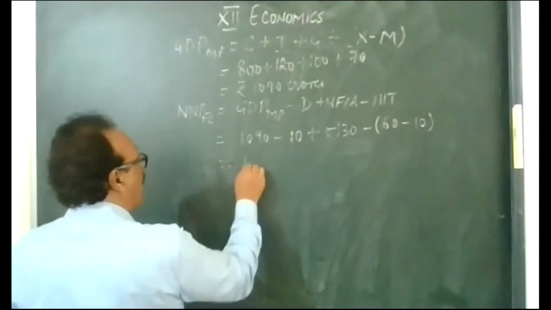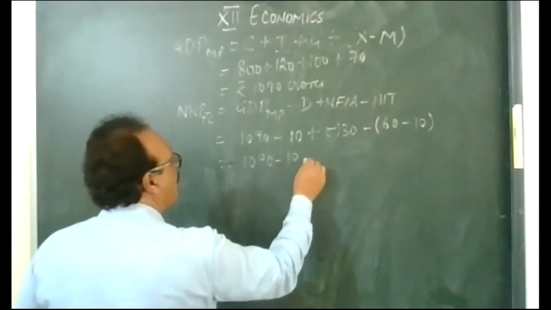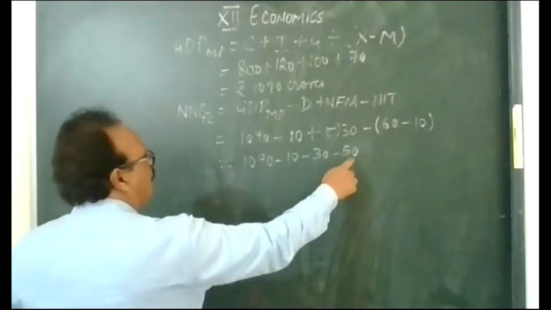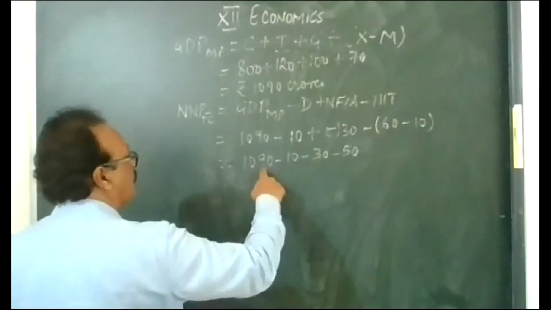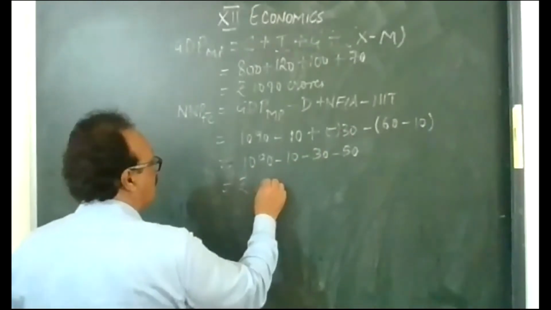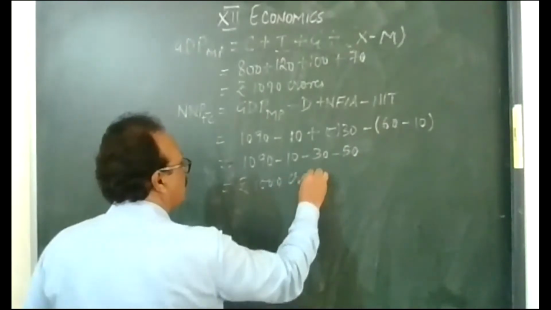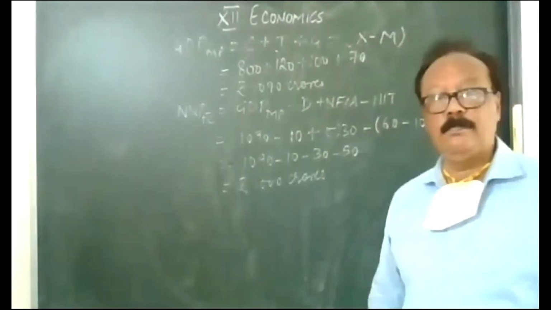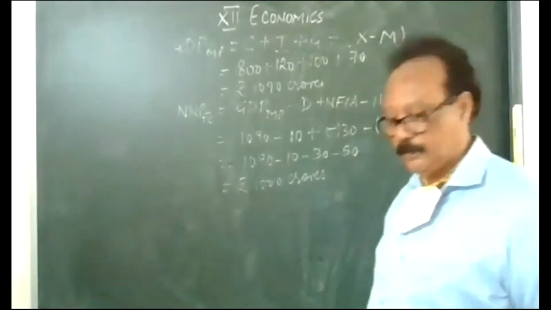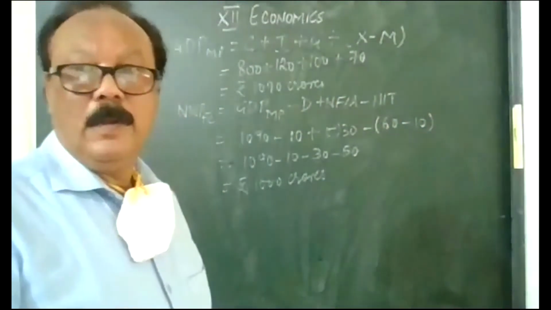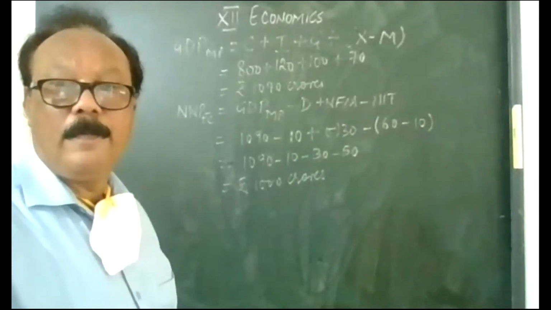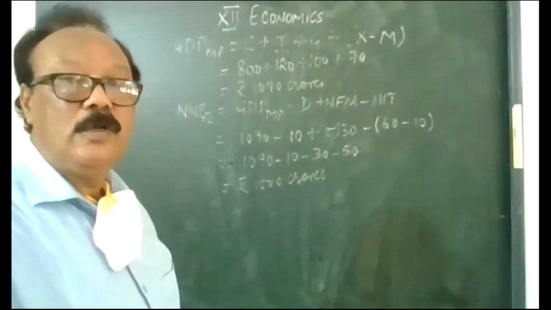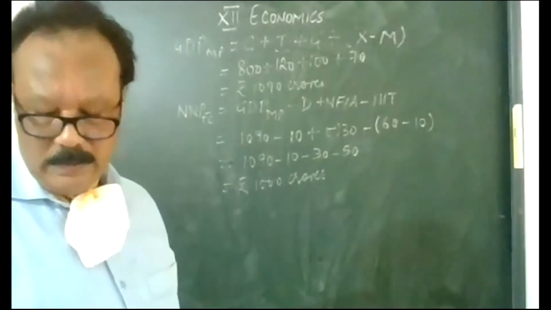So it is equal to 1090 minus 10 minus 30 minus 50. 10, 30, 40, 90 minus 90, you get rupees 1000 crores. This is the solution to yesterday's question.